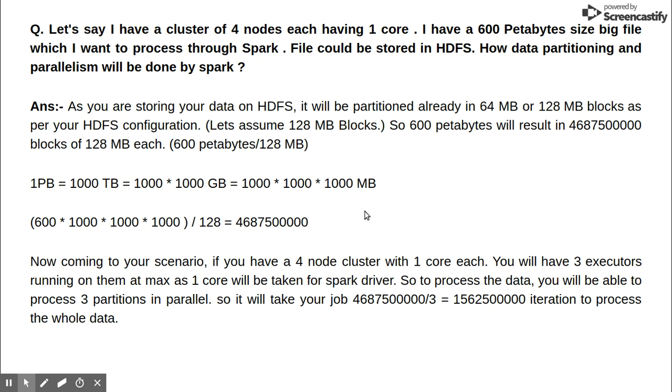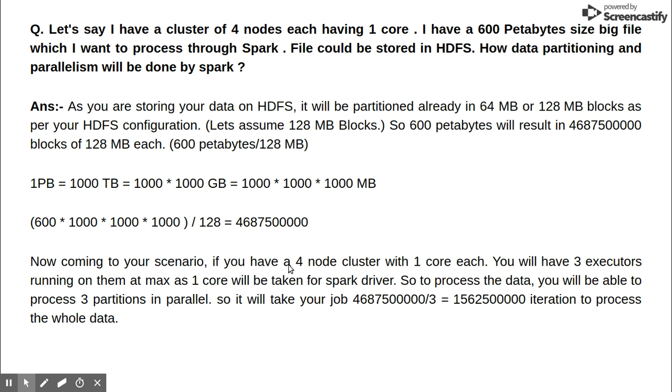So if I divide these 600 petabytes by 128 MB, this will look like 1000 into 1000. So it will be 600 into 1000 TB, then into 1000 GB and into 1000 MB, divided by 128. So these many blocks will be there. Now, these many blocks means these many partitions will be created.